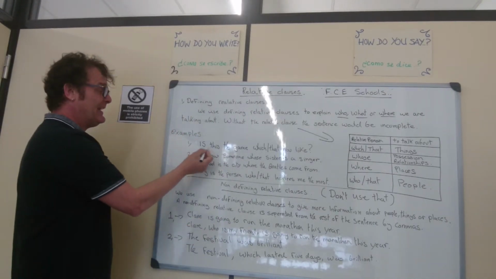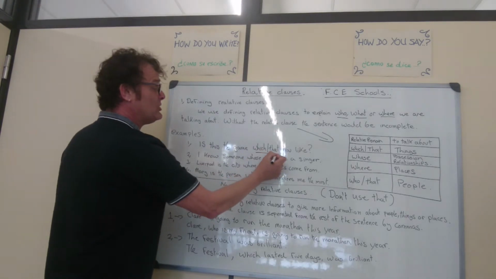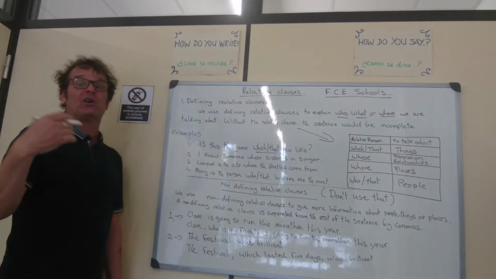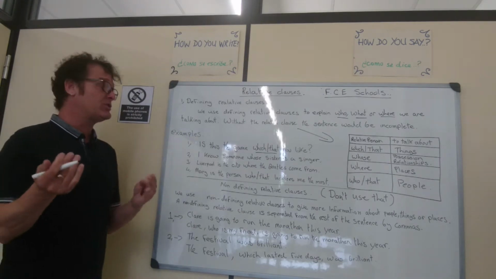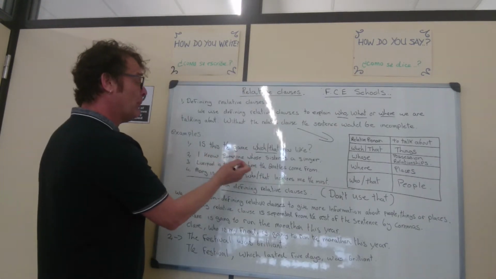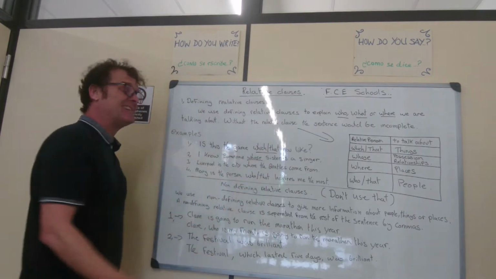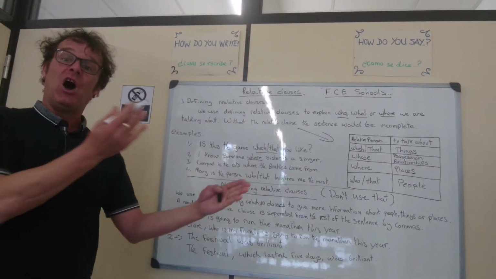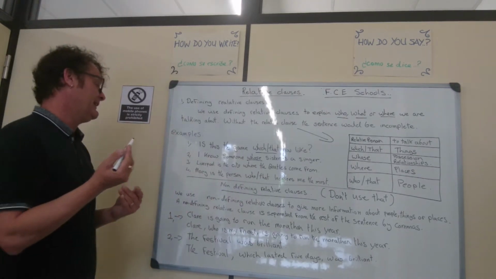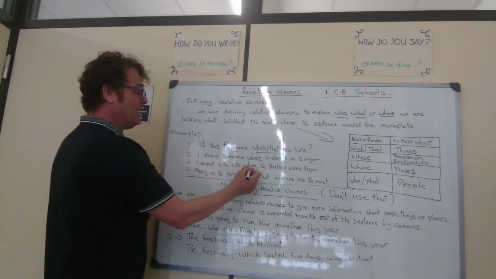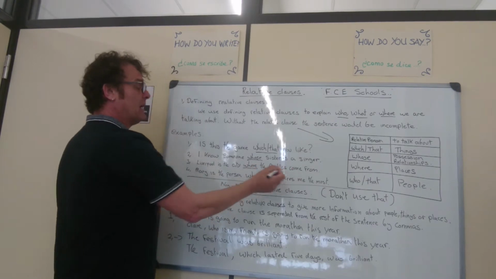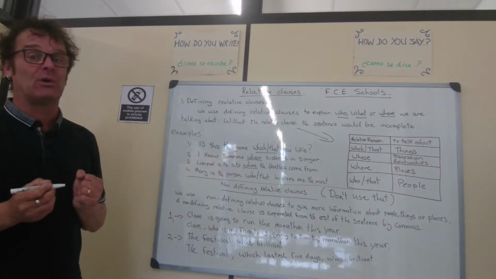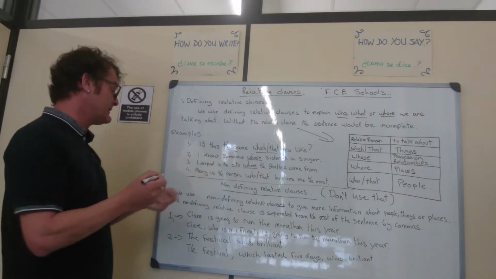Examples. Is that the game which or that you like? Which or that you like, so you define what you're saying. I know someone whose sister is a singer, because of the possession, her sister. Liverpool is the city where the Beatles come from. So once again we're talking about places, where for places.